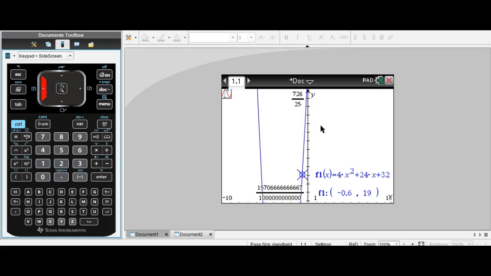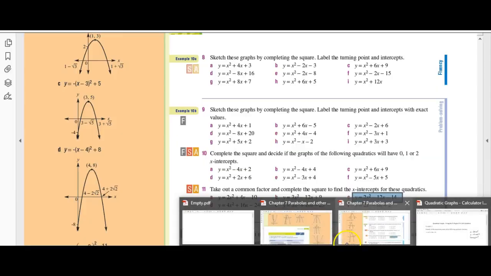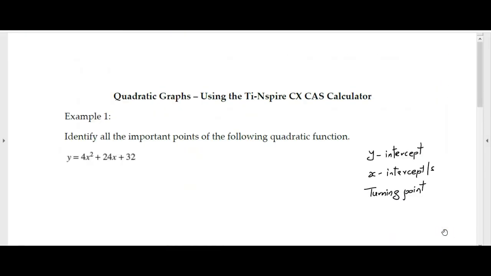And as I'm moving left, I get to my first zero, which is minus 2 and 0. I'm just going to copy these two values down. So the y-intercept is 0, 32. Our x-intercepts, we can notice that we have two x-intercepts. So the first one is minus 2, 0.